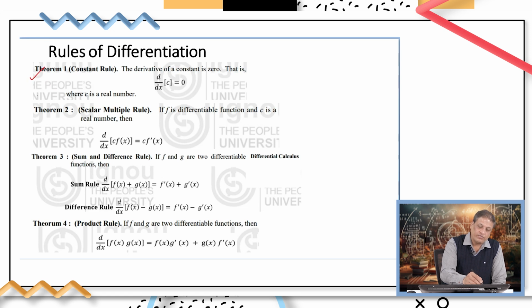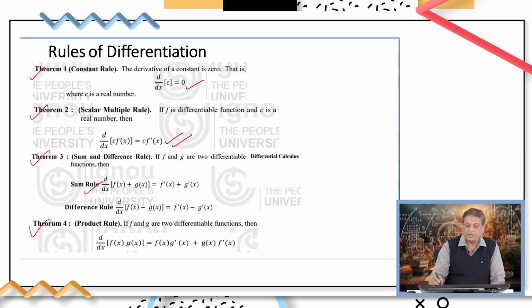So far as the rules of differentiation are concerned, we explored ample rules: the derivative of a constant is equal to 0; the scalar multiple rule, wherein the derivative of a constant into a function is equal to the constant into the derivative of that function. We have the sum rule, wherein the derivative of the sum of two functions is equal to the sum of the derivatives of the independent functions, and the difference rule, wherein the derivative of the difference of two functions is equal to the difference of the derivatives of the two respective functions.